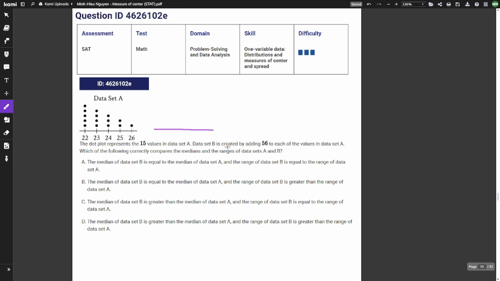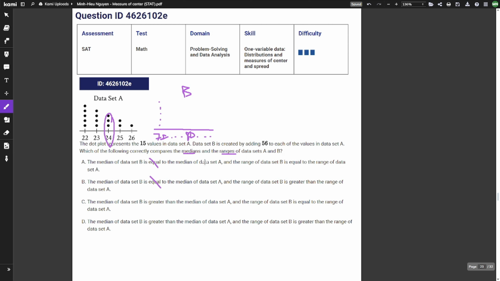So this would be 22 plus 56, so 78, and then it would be 1, 2, 3, 4, and so on and so forth. Now they want you to compare the medians and the ranges. So first things first, the median is going to be the very middle number. So I'm going to just guess and say that it's going to be 24 here. But since we added 56, it would be something like 80 here. So it's kind of obvious that the median is going to be larger in dataset B than dataset A. So it's not going to be equal to.